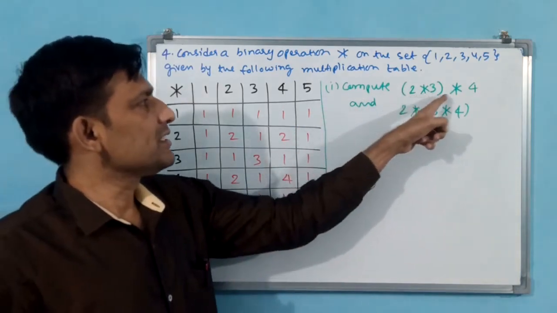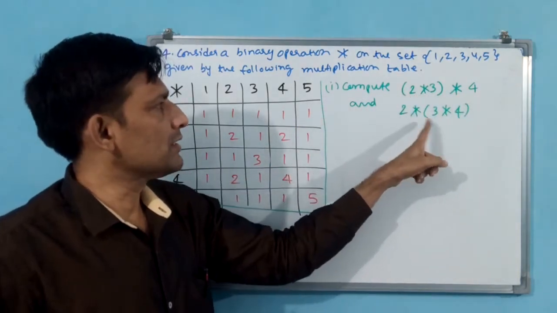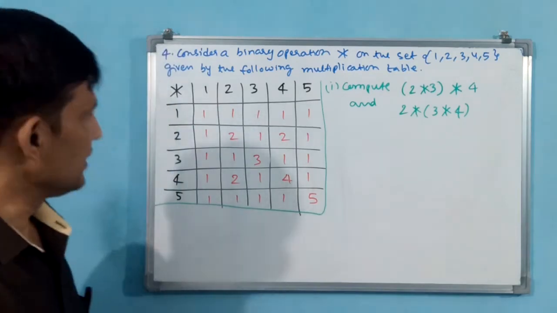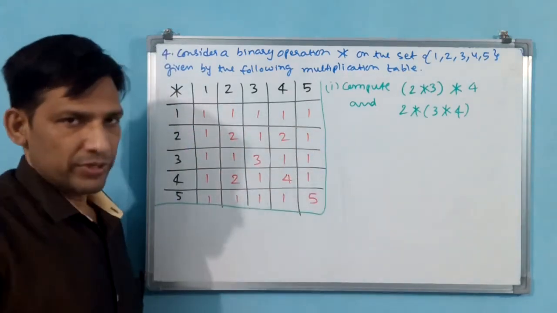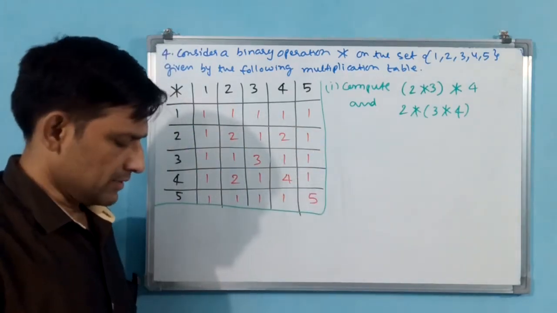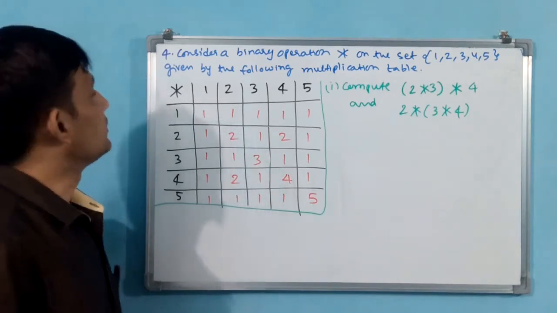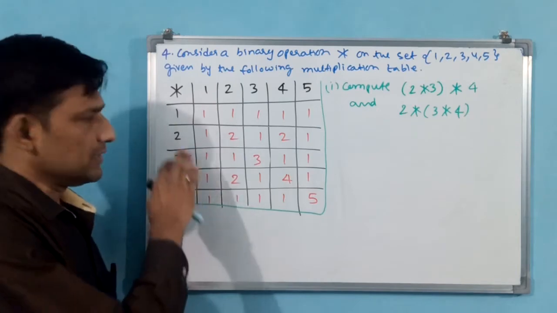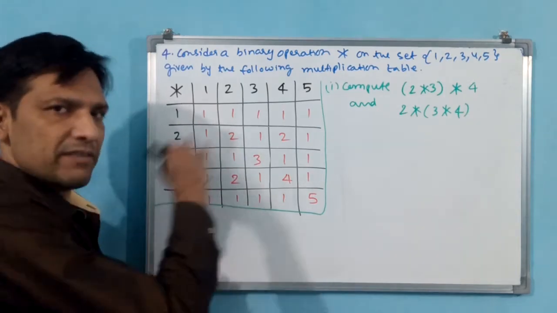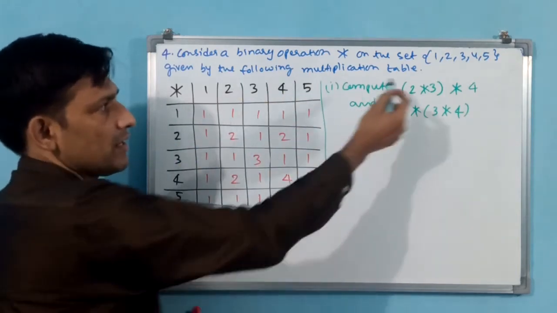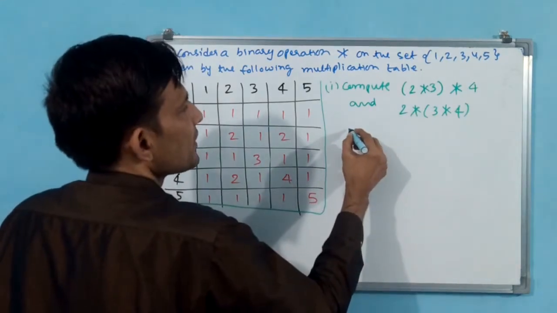Compute (2 star 3) star 4 and 2 star (3 star 4), they are asking. By this table we have to compute the answer. Now you see, we need not do this calculation of how these values have come. Let us take values directly from that.